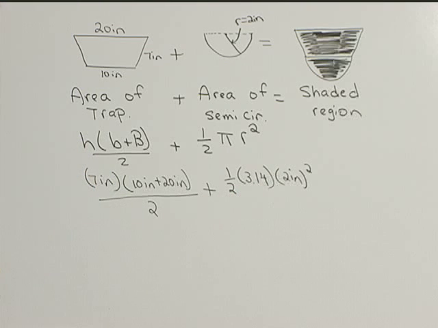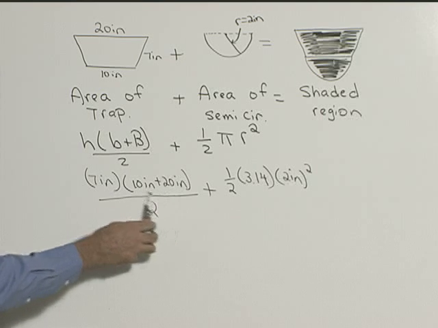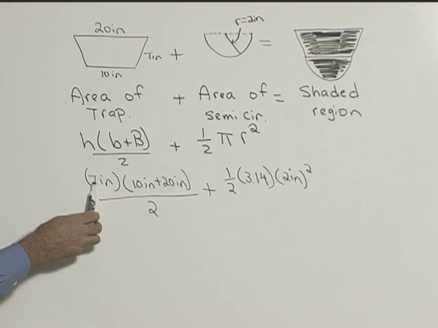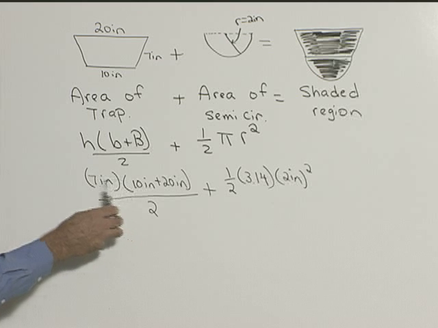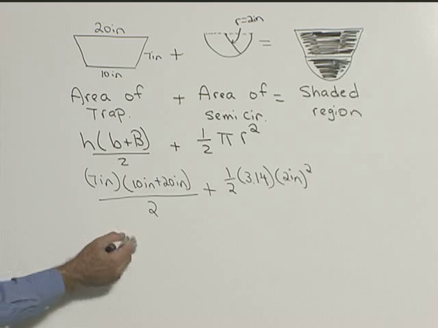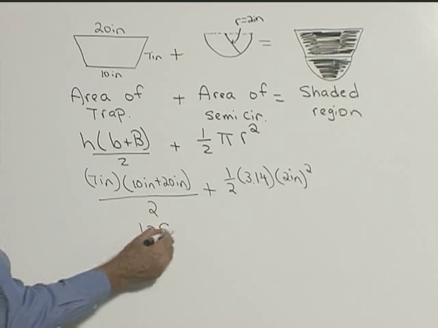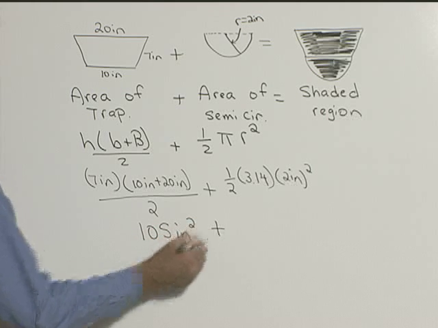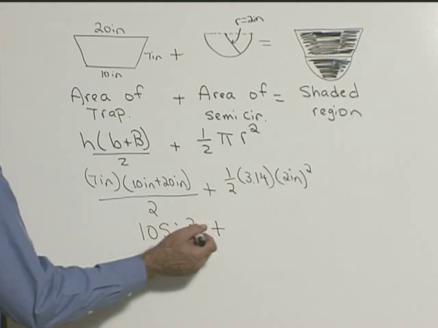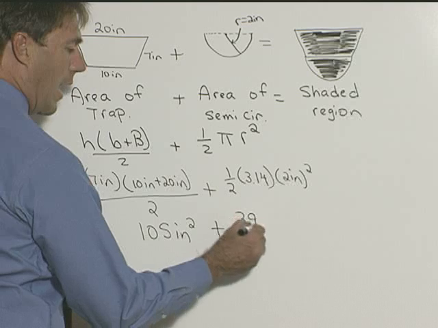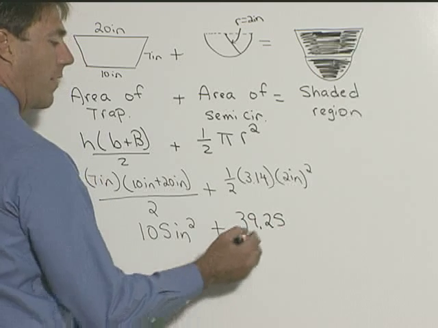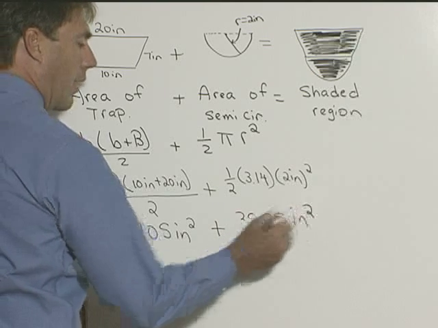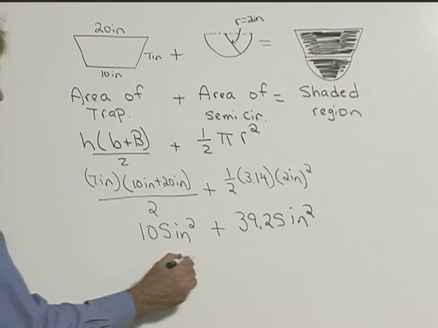So now let's simplify these. We'll have 10 inches plus 20 inches is 30 inches, times 7 inches will be 210 inches squared, divided by 2 is 105 inches squared. Plus, well, if you do this multiplication, you'll get 39 2/25 inches squared.